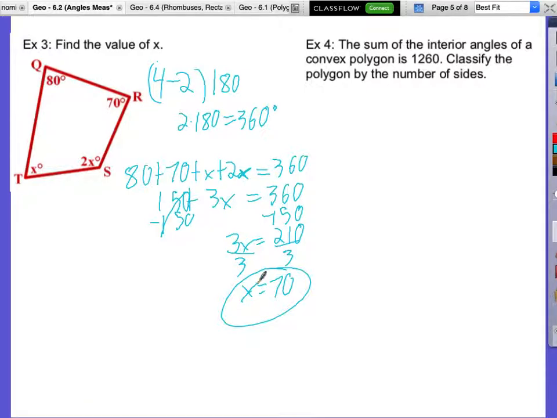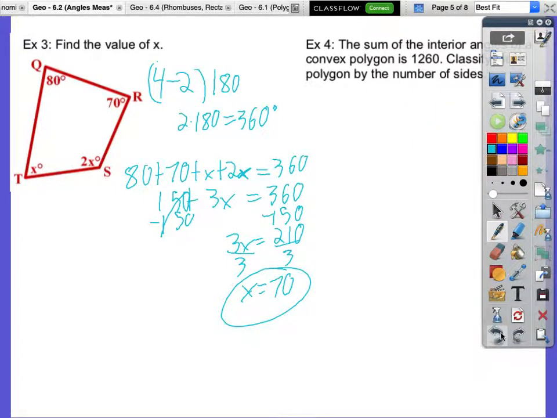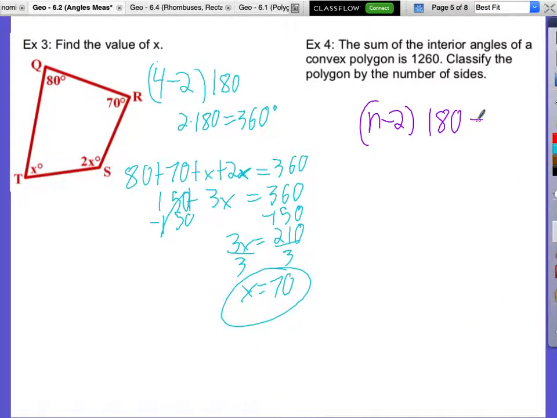So how we're going to set this one up is we're still going to have our n minus 2. I'm going to use a different color, actually. Purple. Sure. These are n minus 2 times 180. And what's this going to equal? 1,260. This works because this is the sum of any polygon, of any convex polygon. So we set this up because we said, okay, well, this will give us any sum. So if we just put the sum over here and have our unknown for n for our sides, we can start to solve this. How would we begin to solve this?